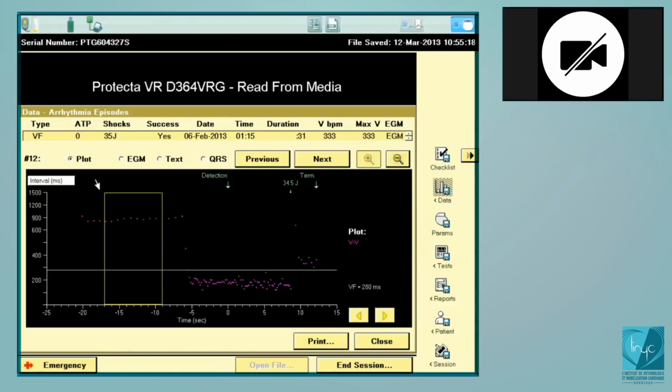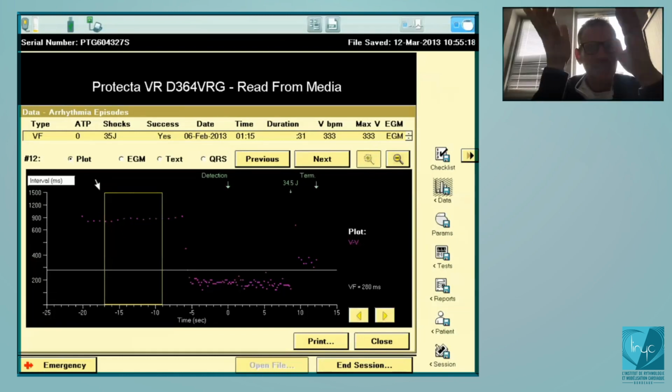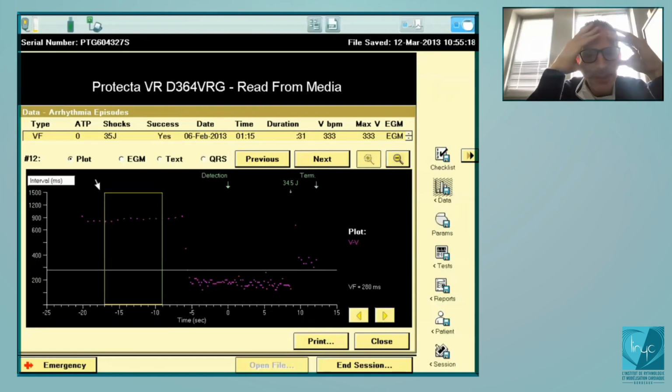So we'll start with these patients, okay? Yes. So we'll try to analyze step by step the tracing, and the idea today is to explain how the different counters work, and then to explain why you have the possibility, and it's recommended, to program only one VF zone. Okay, so what do you think?